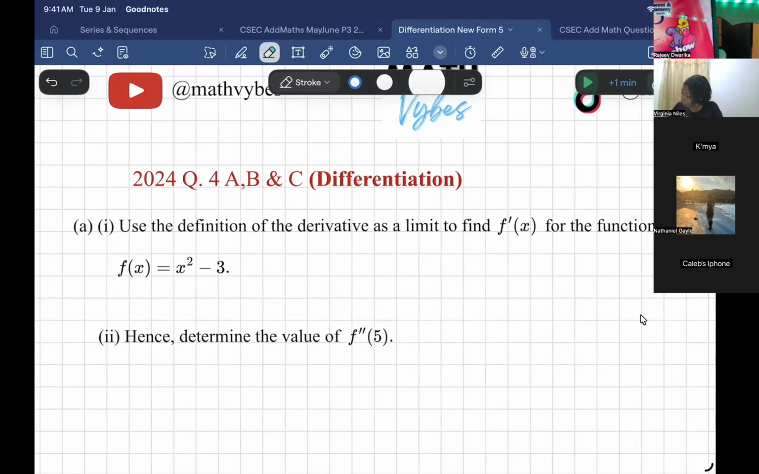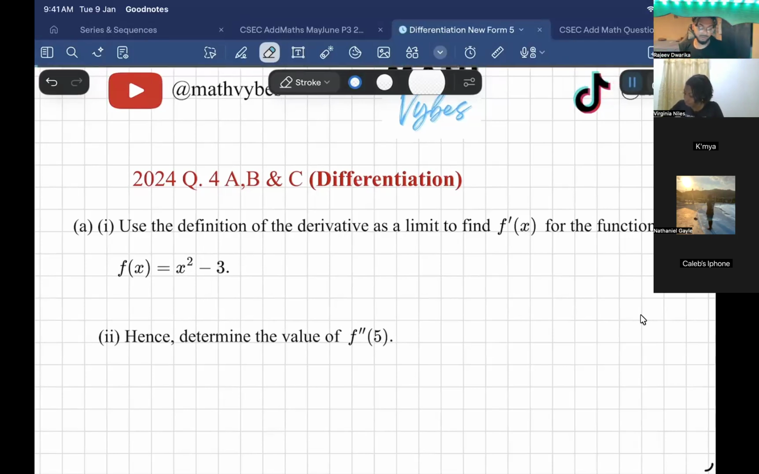Rest of the squad. Alright, so let me not disturb you guys. I'm going to start the timer. Go. Again, f prime x means first derivative. So they're saying use the definition of the derivative, which is what we learned, as a limit, which is what we learned, to find the first derivative.